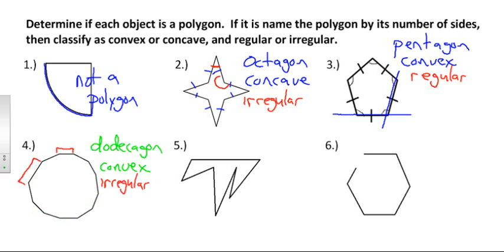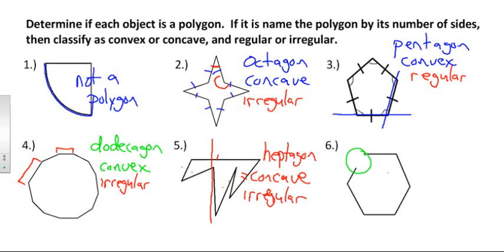Continuing along with problem number 5, I again just need to count up how many sides it has. I see 1, 2, 3, 4, 5, 6, 7 sides. That would make this a heptagon. When I extend the line segments out, it most definitely goes through the middle of the figure, so it's concave. And not all the sides are the same length. This is now irregular again. And the last one, problem number 6, when I look at this, I notice it is not completely closed. So this is also not a polygon.